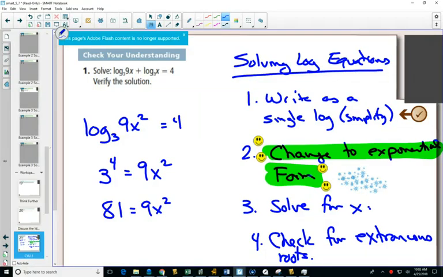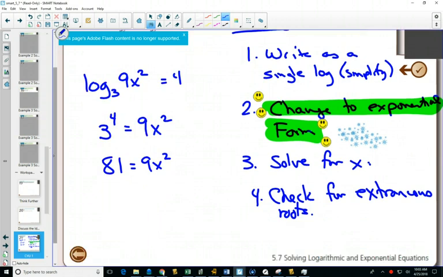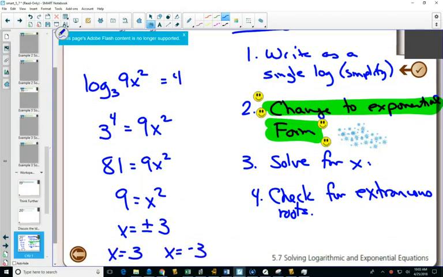Have you ever solved something like that before? Something similar, but I don't know if I've ever had the 81 and the 9. So what do we do? Well, we divide both sides by 9. How do I get rid of x squared? I square root both sides, and I get plus or minus 3. In fact, I'm going to write them both out separately: x equals 3, x equals minus 3. Solve for x. Step 3 done. So I'm going to write where we did things.